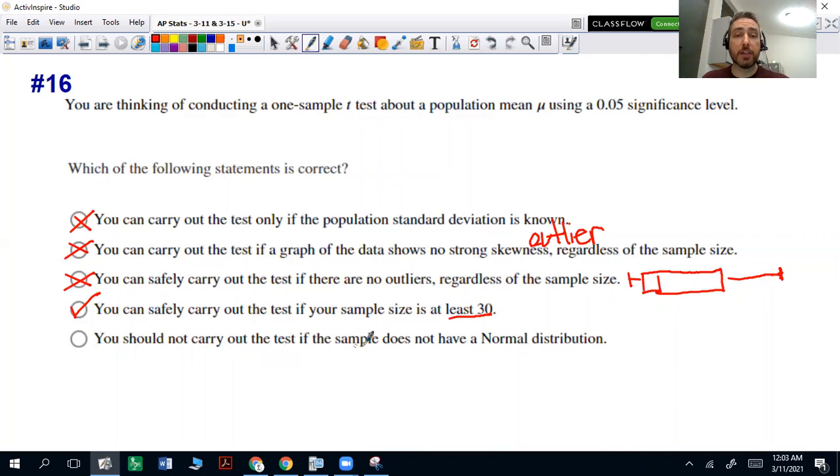You should not carry out the test if the sample size does not have a normal distribution. Again, that's not true. The sample can be skewed or whatever. If it's at least 30, it doesn't really matter. But the key is you've got to have at least 30. And if you have at least 30, it doesn't matter anything else. You're good. So it's going to be D.